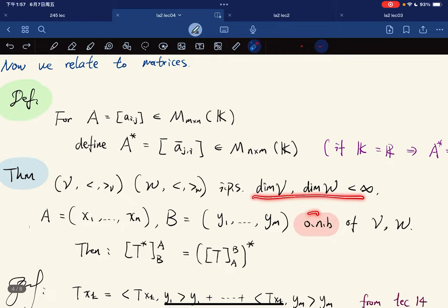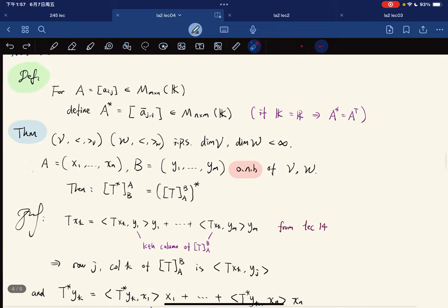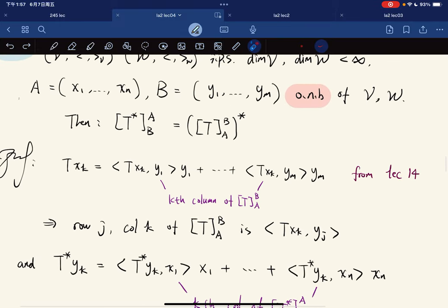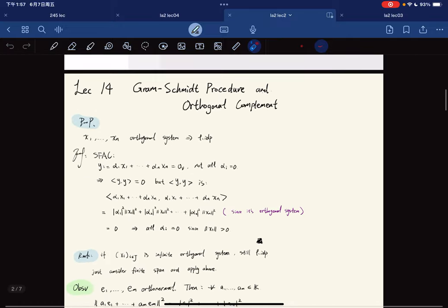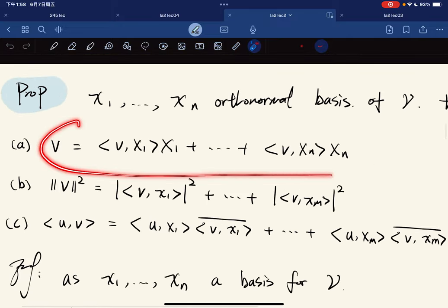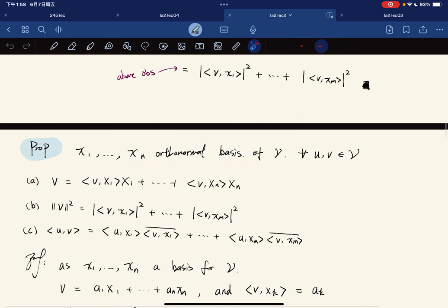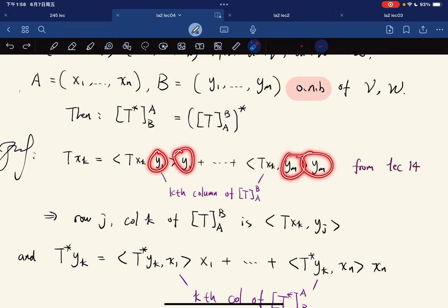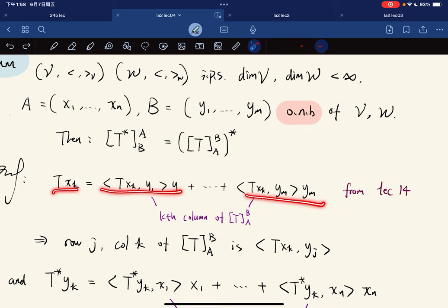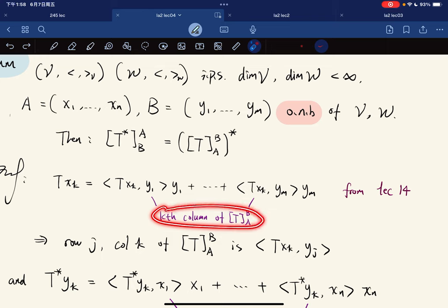And all because by orthonormal basis, right? If it's inner product finite dimensional, we have an orthonormal basis by Gram-Schmidt, right? And the proof is, well, it's just by computation. Notice that T of xk, if you think about the definition of matrix, T xk should give the kth column, right? Yes, the kth column. But T xk is equal to this. It's from lecture 14. Yes, we proved this equality here. Given an orthonormal basis, for any V, we have this, right? So from here, our orthonormal basis is Y. So T xk is with this and plus this. And this is the kth column of the matrix of T, right?